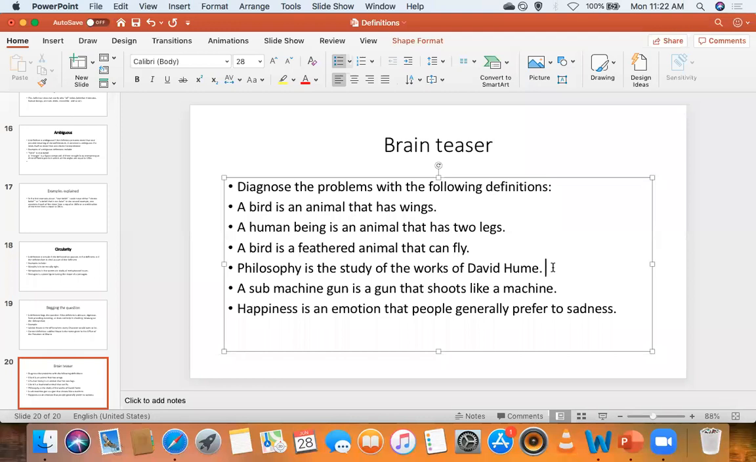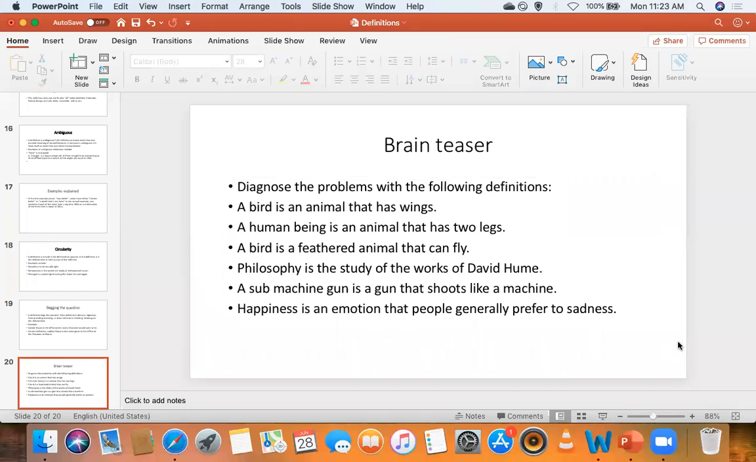And then happiness is an emotion that people generally prefer to sadness. What is that? Begging the question. It begs the question. It deviates from trying to define the definition. Yes. But let's see if we have other things.